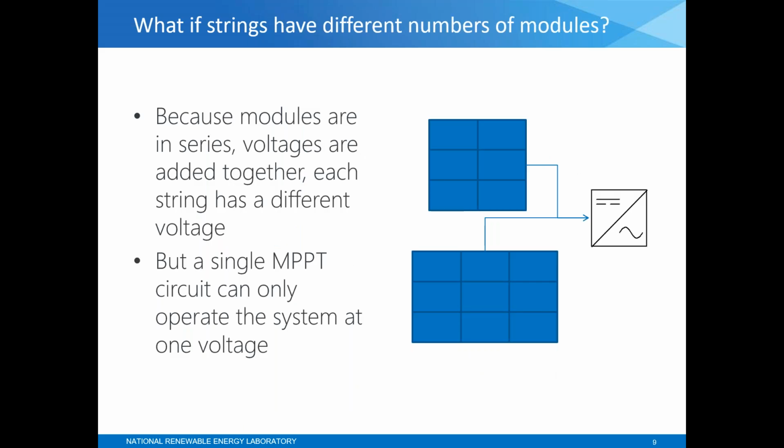Another situation that might cause difficulty with the maximum power point tracking is what if the strings within your system have different numbers of modules in them? So here we have in the diagram one string of 6 modules and one string of 9 modules going into the same maximum power point tracking circuit. Because modules are in series within a string, the voltages are added together. So those two strings would have different voltages. But a single maximum power point tracking circuit can only operate the system at one voltage. So what happens then?